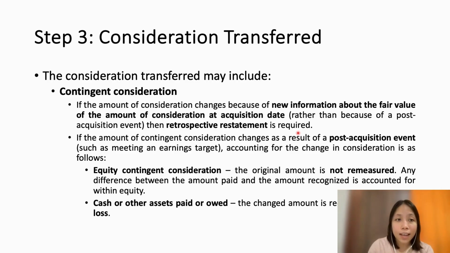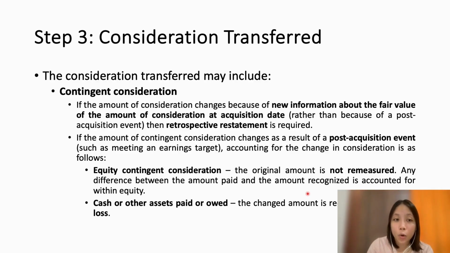On the other hand, if the amount of contingent consideration changes as a result of a post-acquisition event, such as meeting an earnings target, goodwill remains as is, and the change is accounted for as follows. If the contingent consideration is payable in equity, then the original amount recognized is not remeasured. Any difference between the amount paid and the amount recognized is accounted for within equity or APIC.